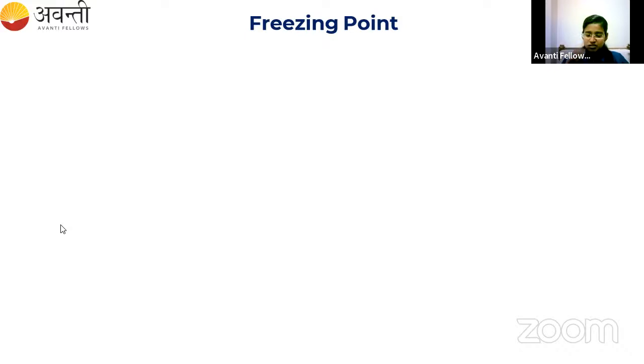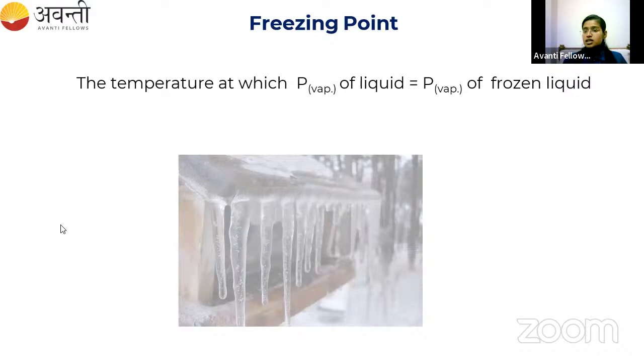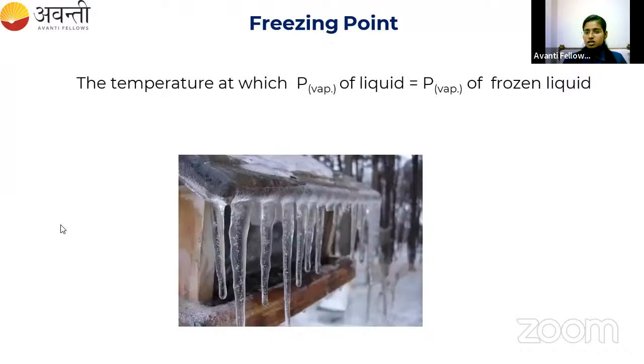Okay, let me give you the definition. It is also the temperature at which the vapor pressure of the liquid becomes equal to the vapor pressure of the frozen liquid. Freezing point is the temperature at which the vapor pressure of the liquid becomes equal to the vapor pressure of the frozen liquid. So this is called the freezing point. Now, what is going to happen to this freezing point on addition of a non-volatile solute to the volatile solvent? That we will discuss.